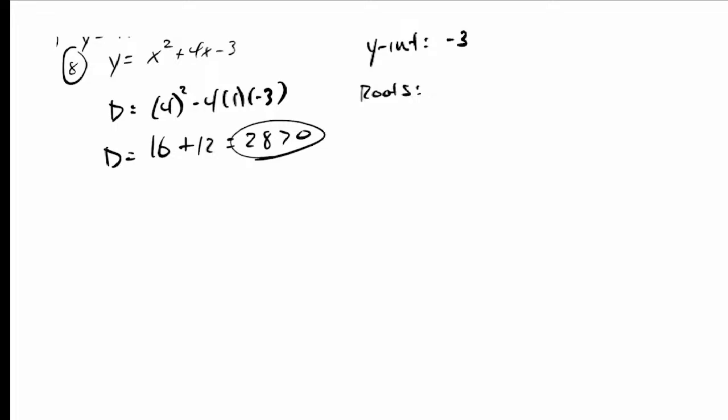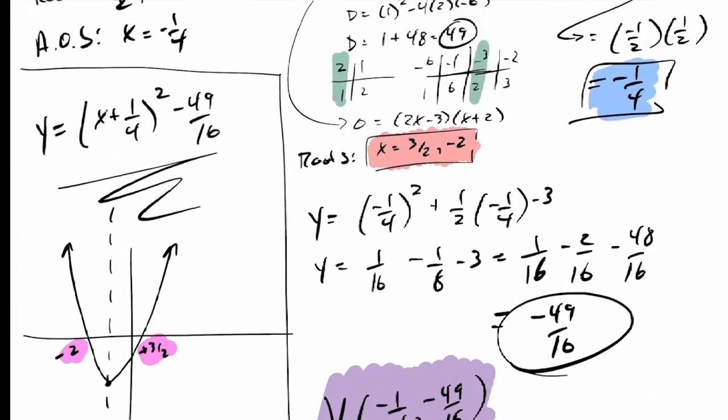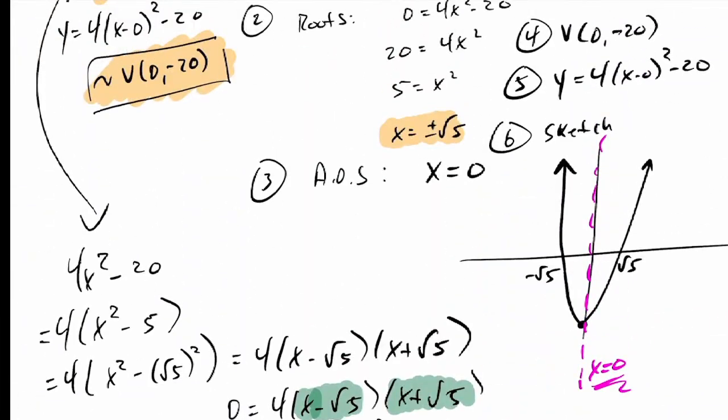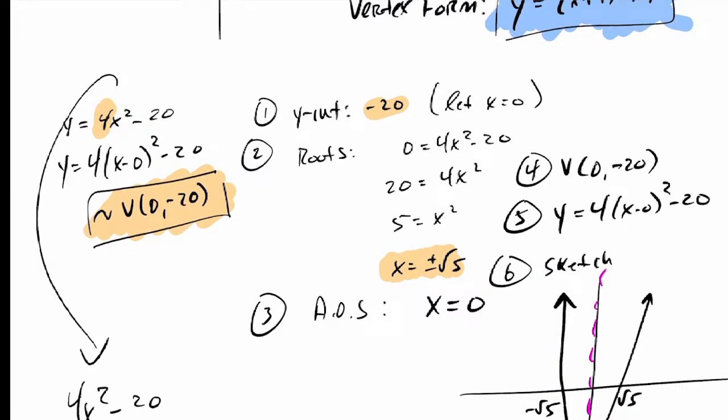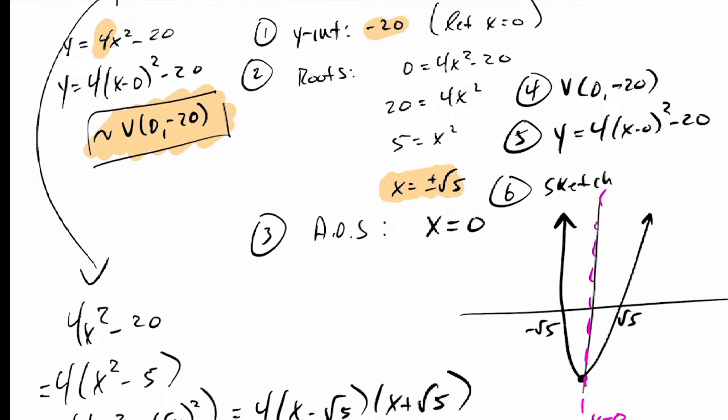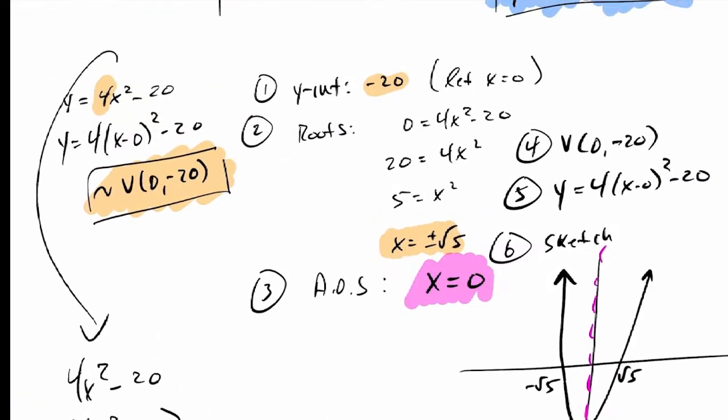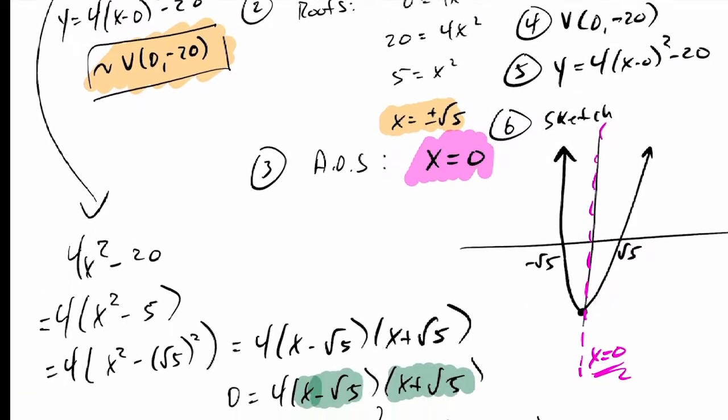Oh, sorry, Gurman. How would you find the axis of symmetry for the question above? Plus or minus root 5. Didn't I answer that? Oh, right here, the axis of symmetry is 0 for that one. If you have a root at root 5 and a root at negative root 5, you can add them up, divide by 2, and you get 0.